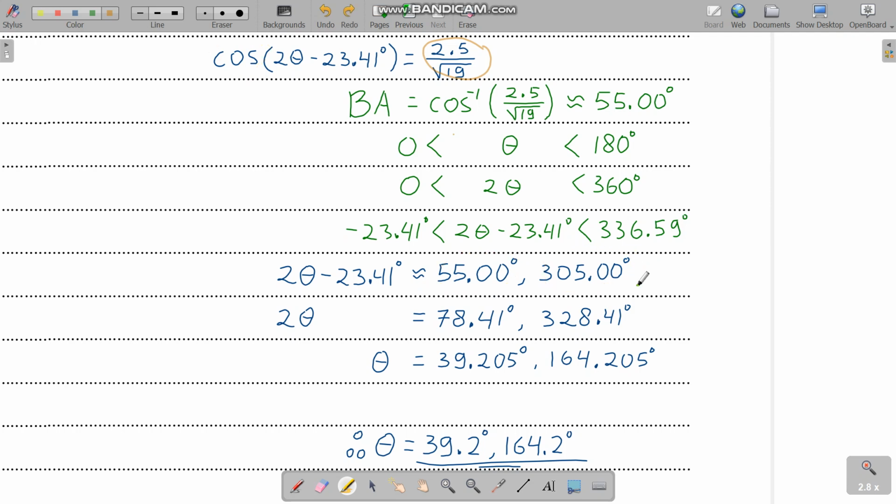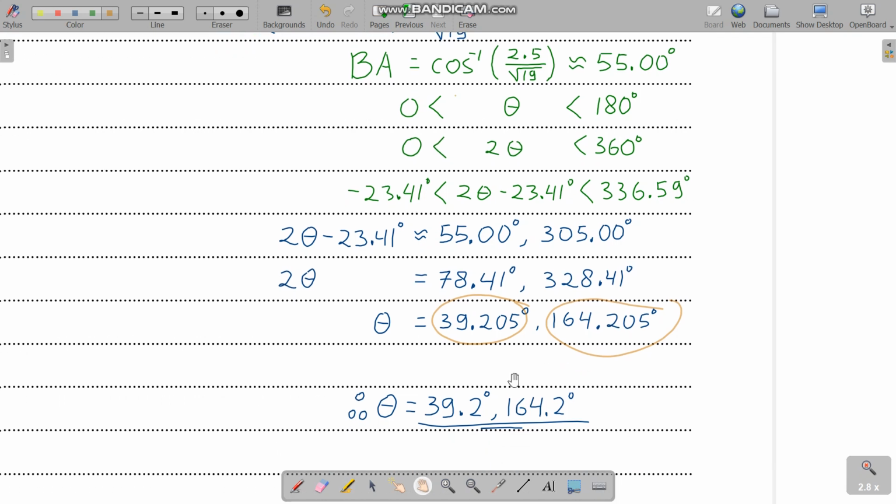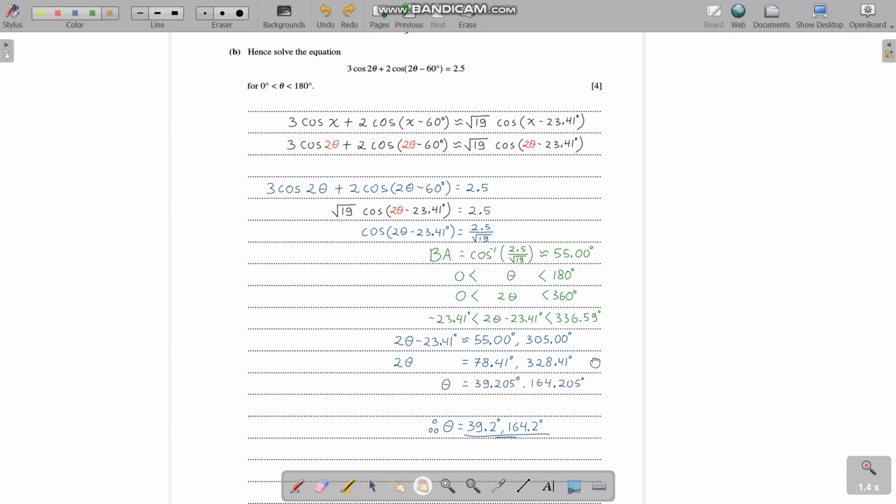So for 2 theta minus 23.41, we get 55 or 305. Add 23.41 to both sides, you get this. Divide by 2 both sides, we get this. And for the final answer, angles in degrees, we can just use 1 decimal place. So the final answer is 39.2 and 164.2 degrees. Right, I'll see you again next time.